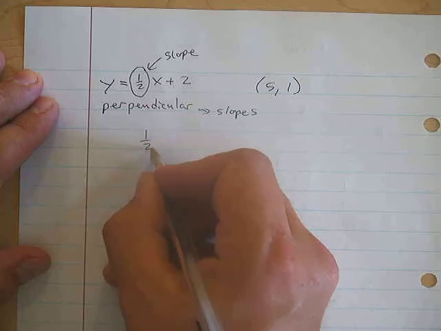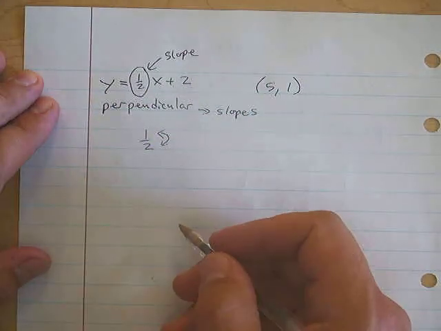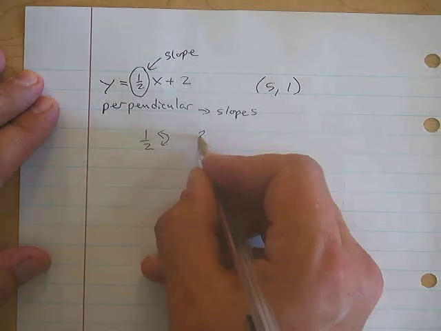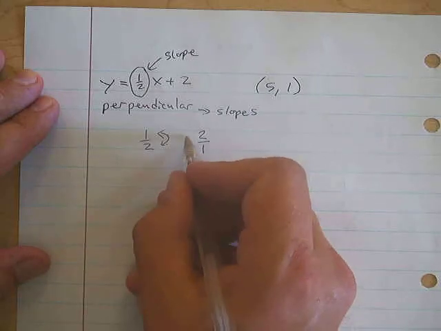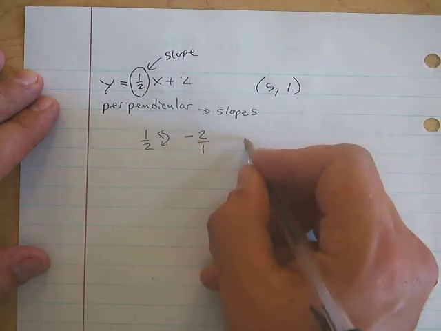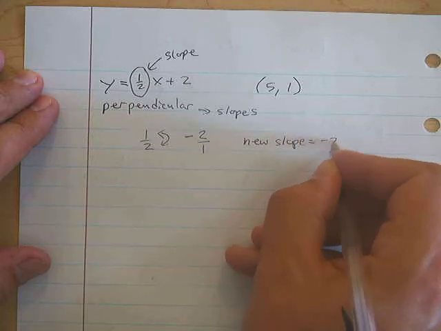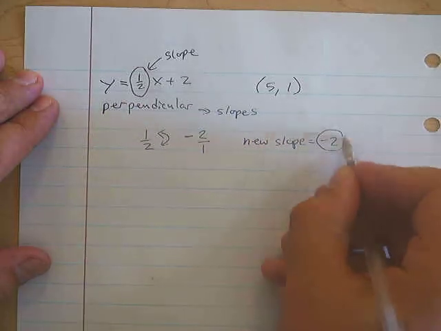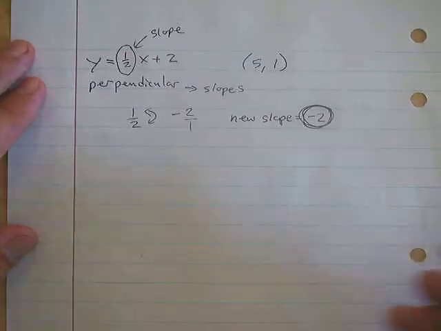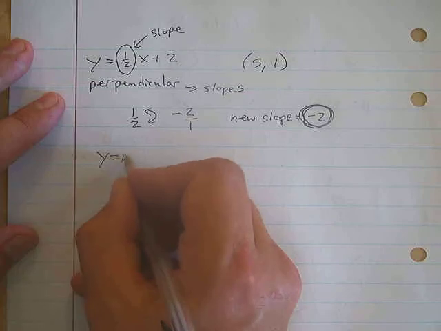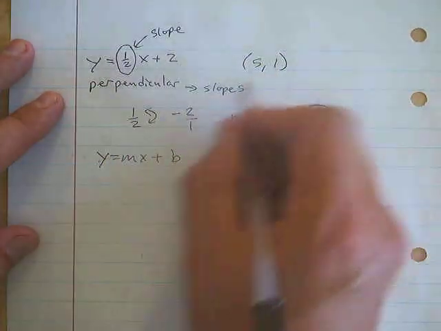So if I have the slope here is 1/2, to make it opposite reciprocal, I have to flip these two numbers. So it becomes 2/1, and I have to make it opposite. So it becomes a negative. So my new slope is going to be negative 2. That's going to be important. That's what we're going to use now.